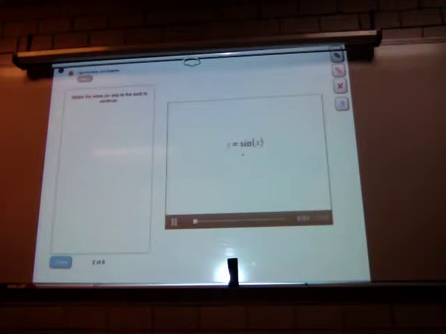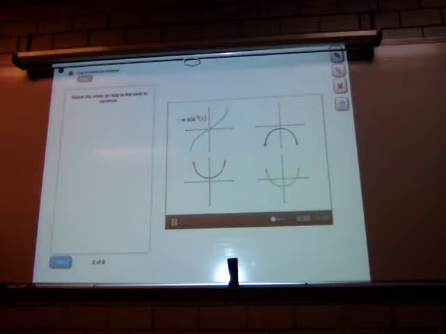Exactly. If y equals the sine of x, then the derivative y prime equals cosine x. Great. So after that warm-up, let's turn our attention from the sine function to the inverse sine function. Here's a graph of y equals the inverse sine of x. Which of these graphs is the derivative of this function?